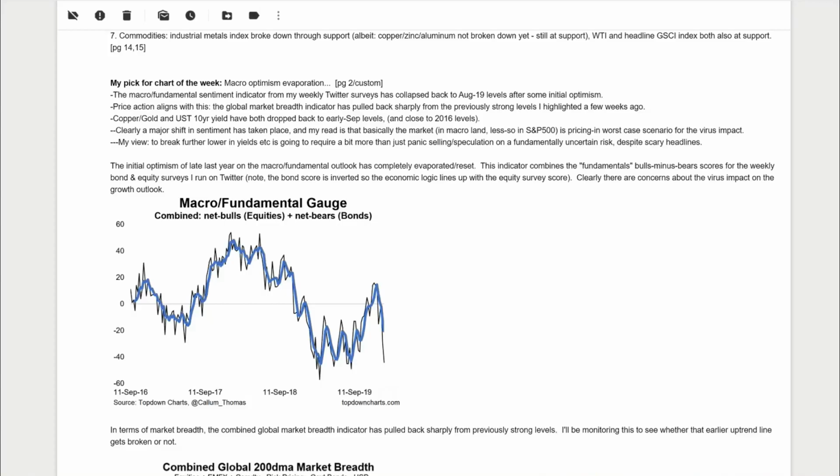My read is that this is the market, more so in macro land, less so in the S&P 500, pricing in the worst case scenario for the virus impact. My view is that to break further lower in yields, in commodities, etc., you're going to require more than just a bit of panic selling and speculation on what is really a fundamentally uncertain risk. Nobody really knows what the outcome's going to be, whether it's going to be benign or less than benign, despite the scary headlines.